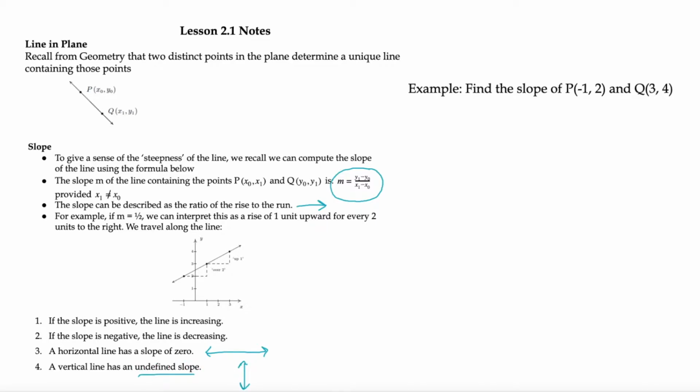Thinking of driving a car, we can drive a car on an increasing line, a decreasing line, a slope of 0, but we can't drive a car on a vertical line. That would be pretty dangerous. So let's start off by finding the slope of a couple of points.